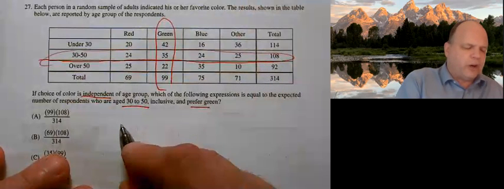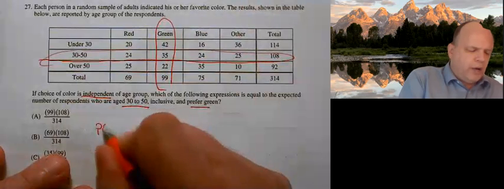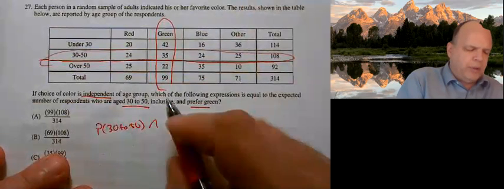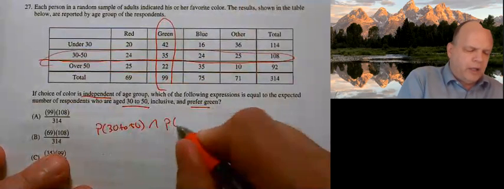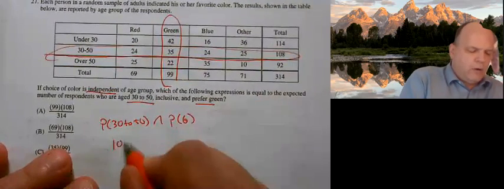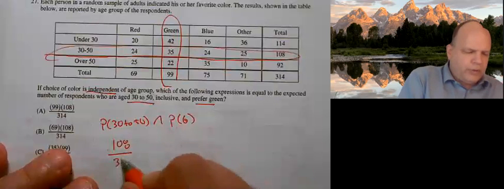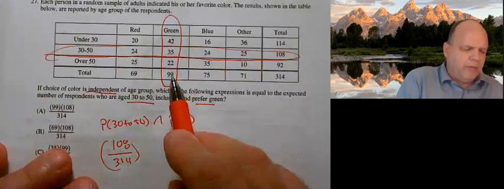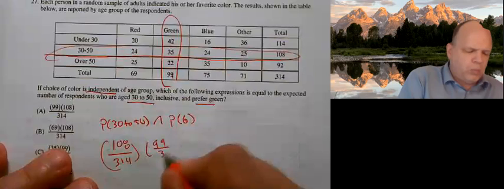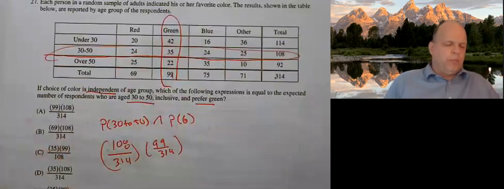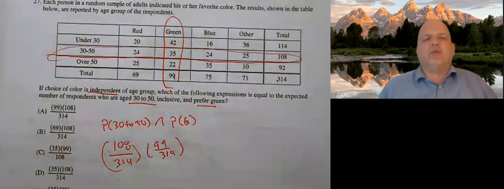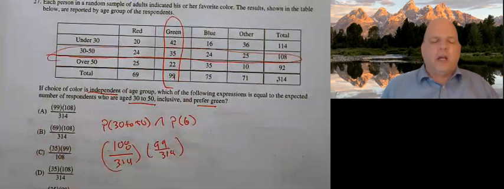Well, the two probabilities are the probability of 30 to 50 intersect the probability of preferred green. Well, the probability of 30 to 50 is 108 over 314. And the probability of green is 99 over 314. And when we multiply those, we're not going to see any of our answers because they didn't ask us for the probability. They asked us for the expected value.